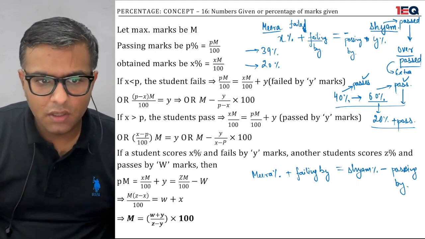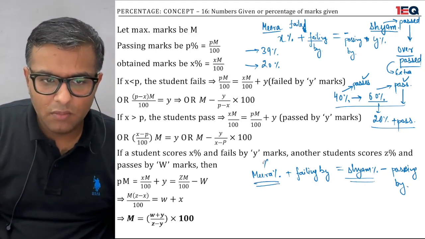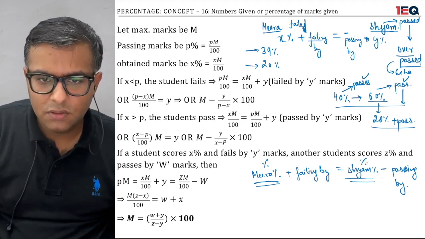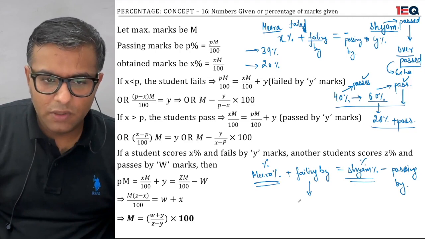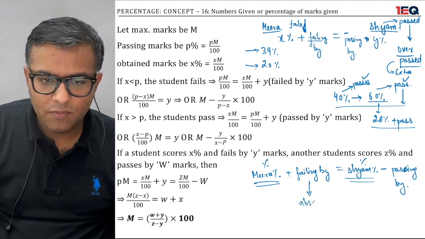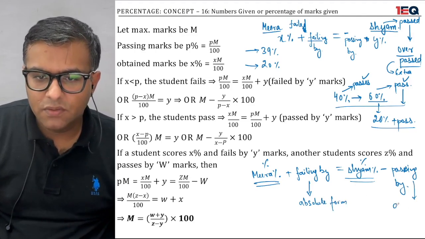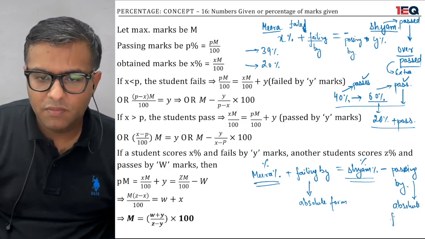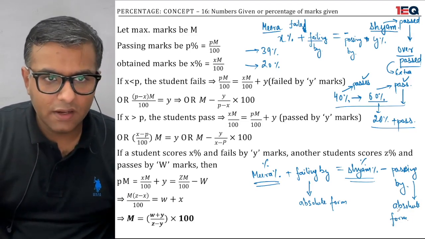Okay, got it? This entire story is going to remain in percentage terms, and this entire story would remain in numeric form or absolute form. Absolute form. Okay, moving on directly to the question.